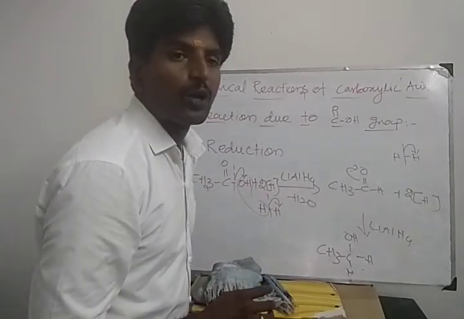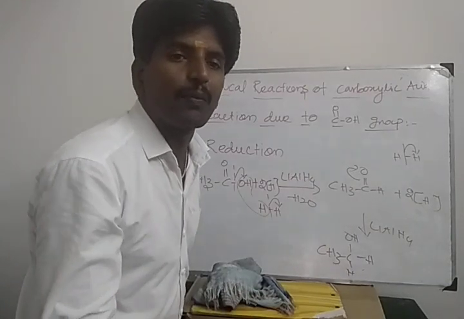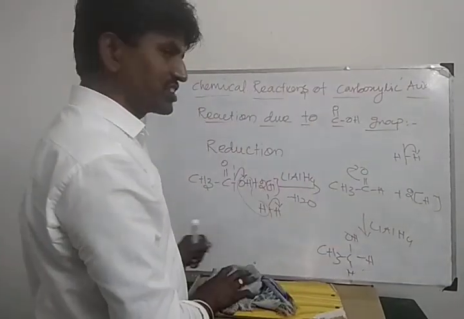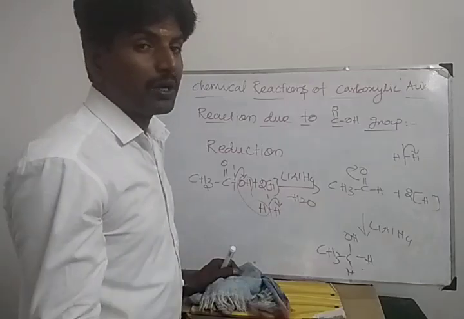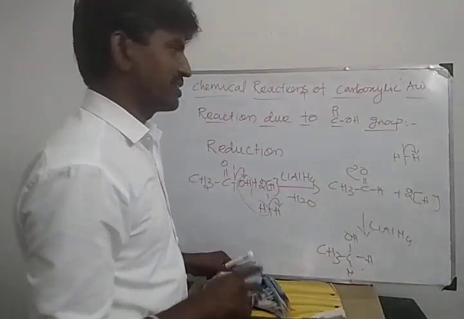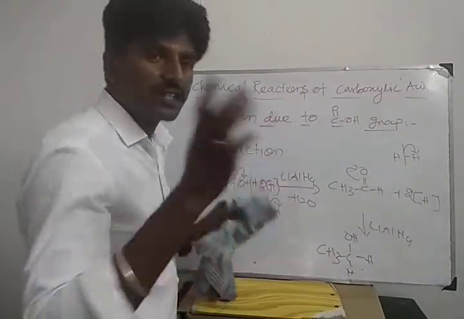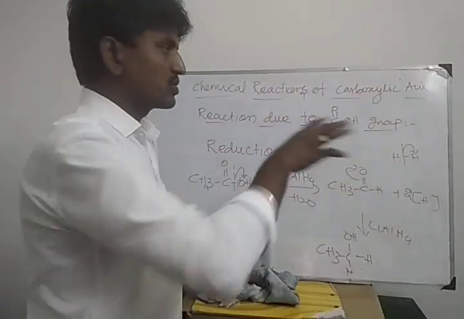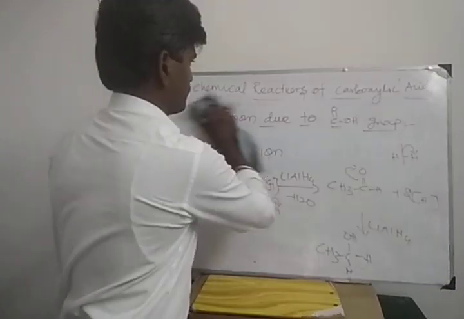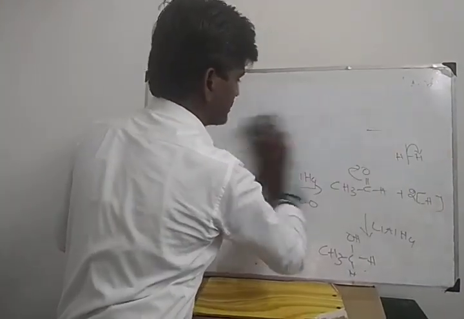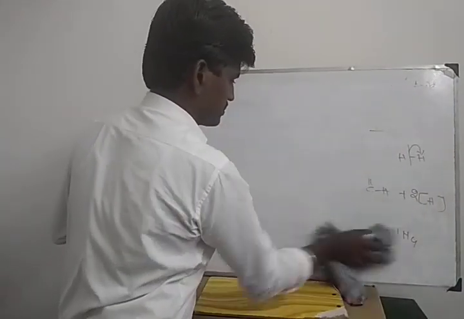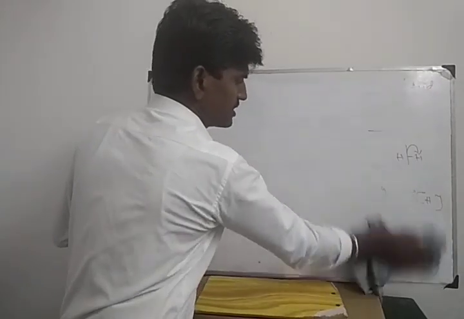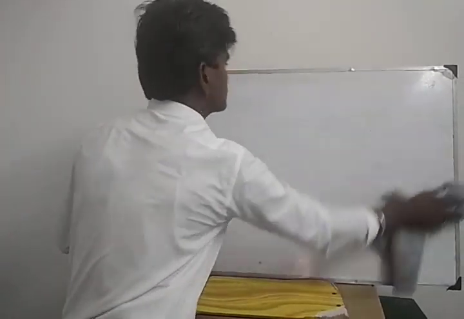What do you mean by decarboxylation? Removal of carbon dioxide is called decarboxylation. Removal of carbon dioxide from a carboxyl group is called decarboxylation. This is also an example of reactions due to COOH group. Decarboxylation is also called Kolbe's electrolysis.